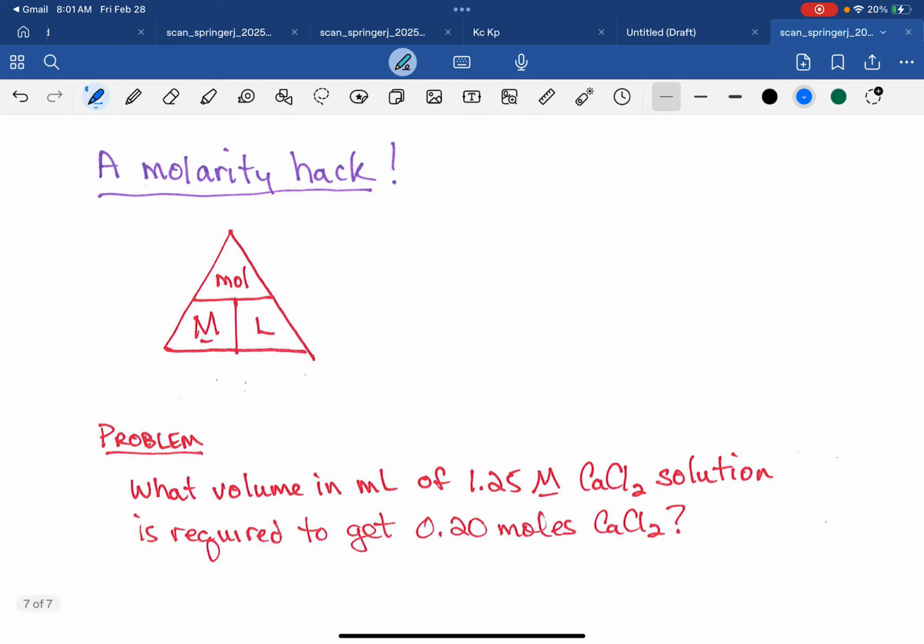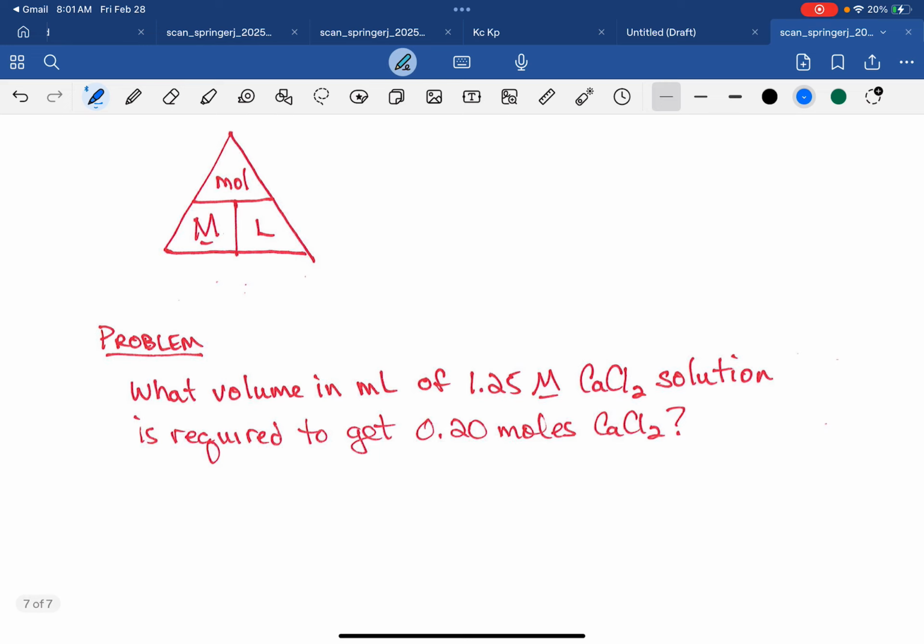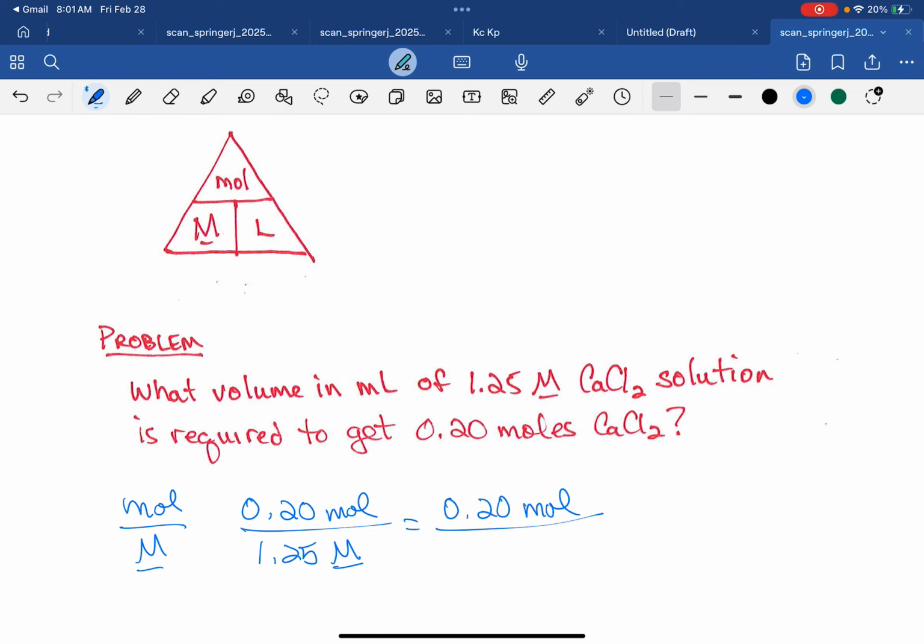So let's see what happens here. What volume in milliliters of 1.25 molar, that's the molarity, calcium chloride solution, is required to get 0.20 moles of CaCl2? So we're going to cover up liters. That means we need moles over molarity to do the problem. So I'm going to take my moles and divide that by my molarity. And that would be the same thing as 0.20 moles divided by 1.25 moles over 1 liter.